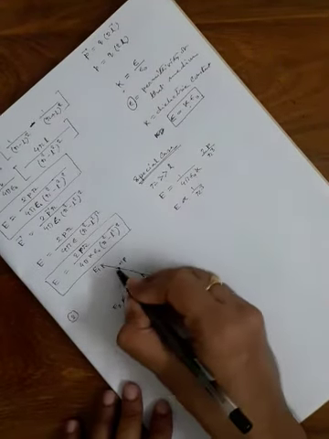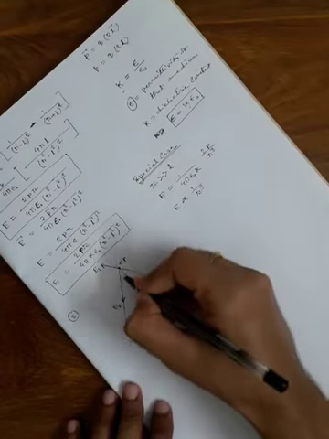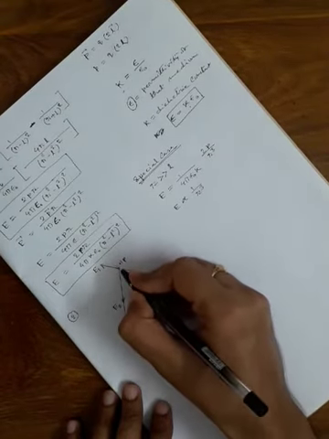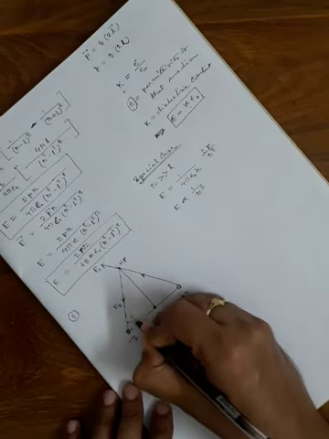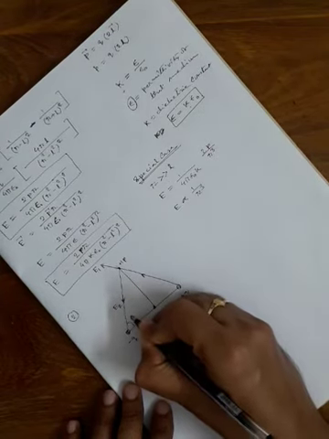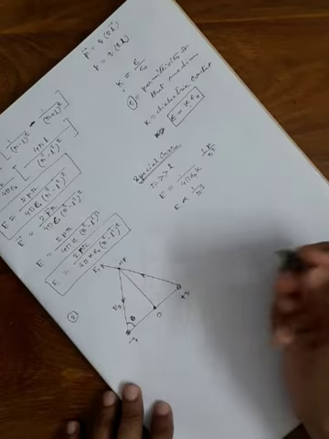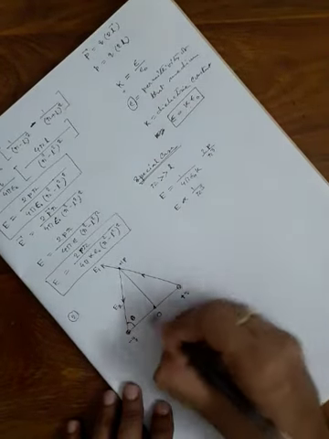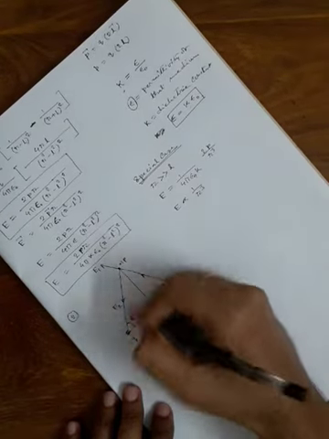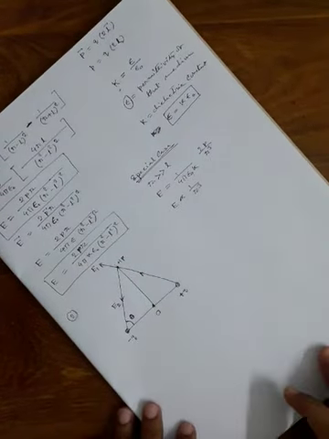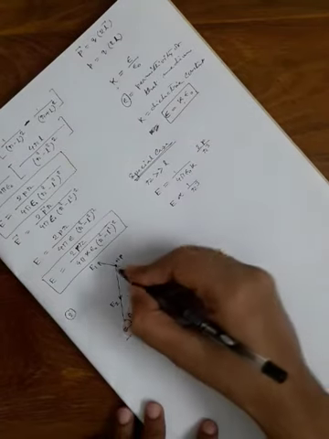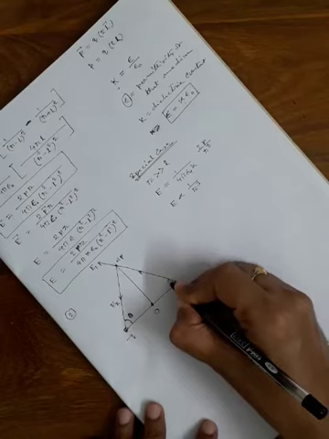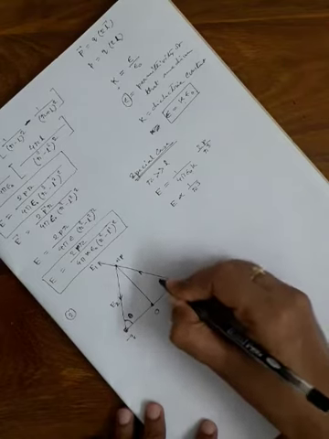Now, this angle theta. What is the angle theta? Angle theta is nothing but the angle between the dipole and E2 as well as the dipole and this, say, E1.